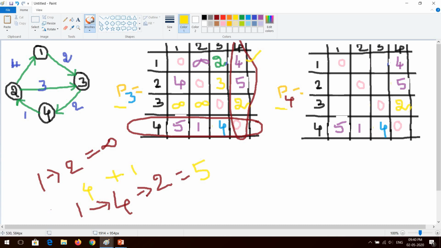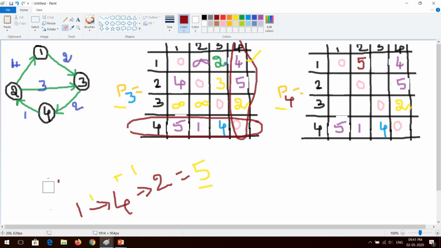1 to 4 is 4, if you observe P3. 4 to 2 is of 1. So total we got 5. So infinite and 5, which is minimum? 5 is minimum, right? So yes, we have eliminated one more infinite, meaning we are able to find the shortest path again and again. So now I'm going to fill up 1 to 3.